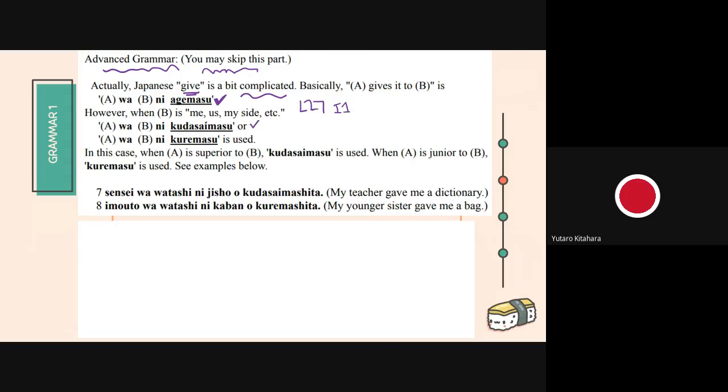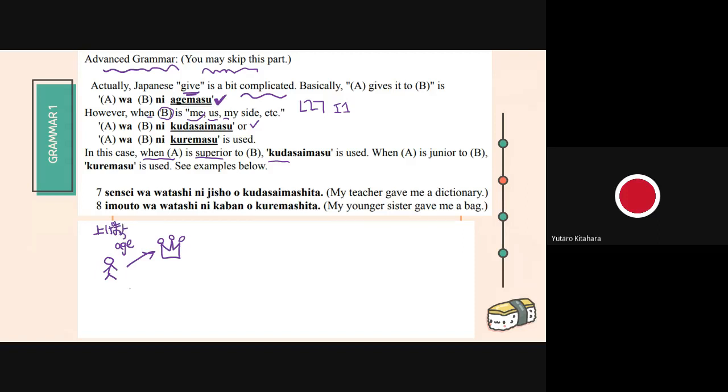Kudasaimasu. You see, actually, there are four verbs for give. I just roughly write for you. However, if B is me or us, me, us means my family, then you have to use kudasaimasu or kuremasu. Just a random example, don't worry. Let me read for you here first. When A is superior, use kudasaimasu. I just summarize for you nicely. Someone gives something to the boss, we use agemasu. Because technically the kanji is shang, so give upwards.